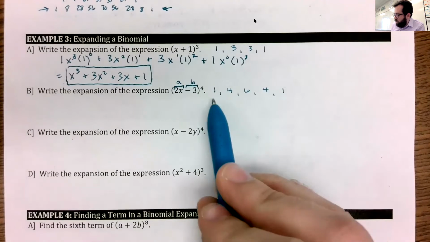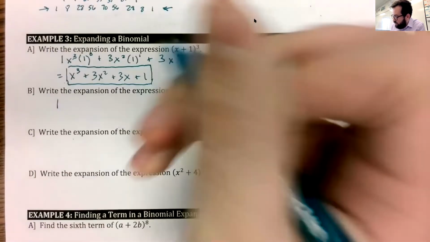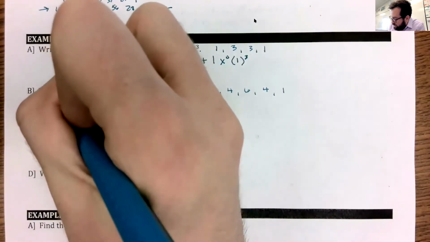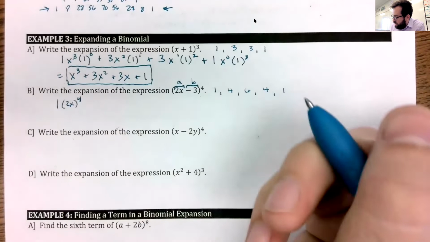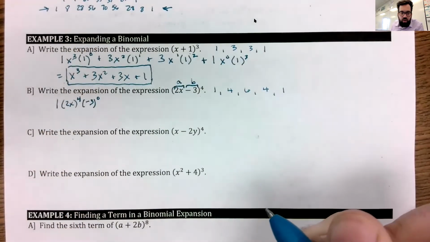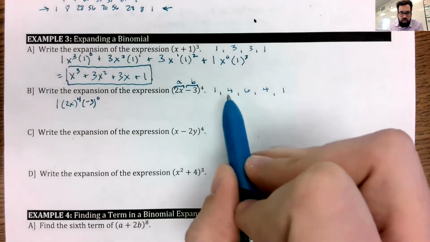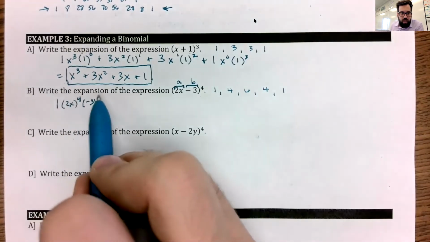So let's try this again. So we start with the coefficient from Pascal's triangle. So we have a 1. We say 2x is now raised to the power of n. So it's going to be the 4. And the negative 3 starts with the 0 power. And we're going to follow that same pattern again. So we use each of the coefficients in line. We always decrease the first power and increase the second power.